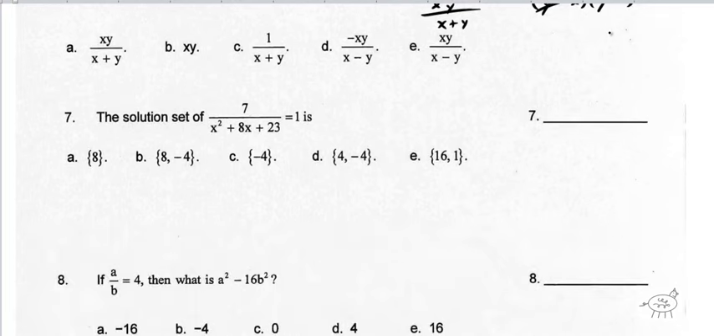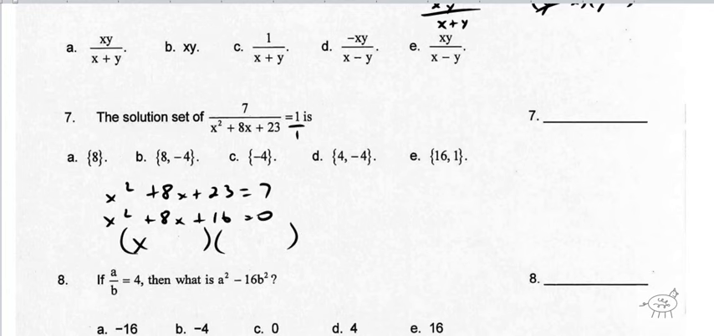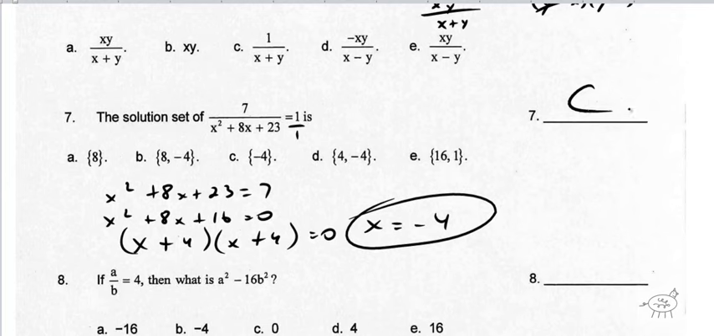Number 7, the solution set. I'm just going to cross multiply here, math fans. That's all you do. So basically you get x squared plus 8x plus 23 equals 7. So it's really x squared plus 8x plus 16 equals 0. And I factor that, I get x plus 4, x plus 4. So x equals negative 4, which is C.